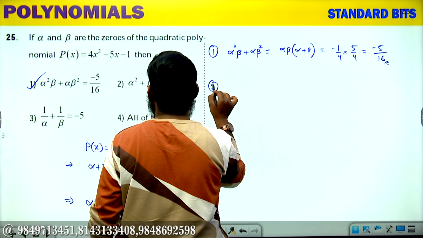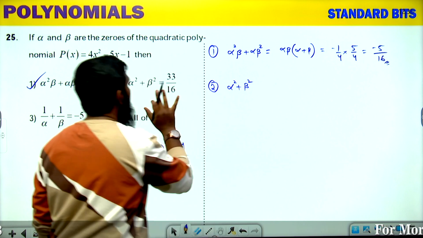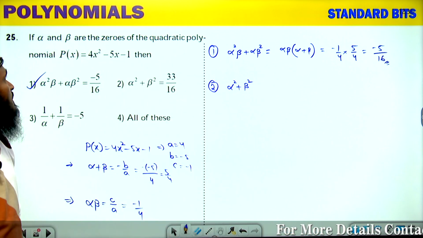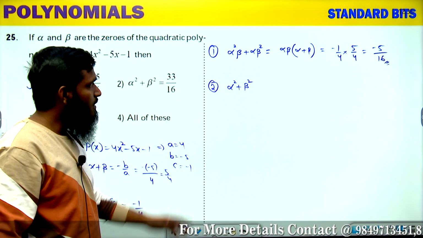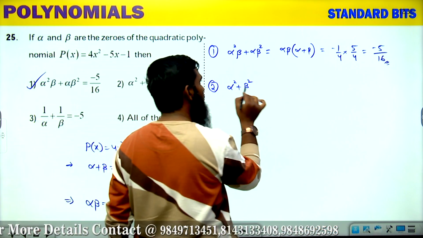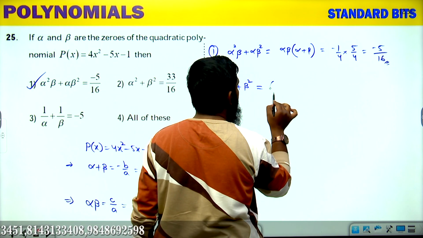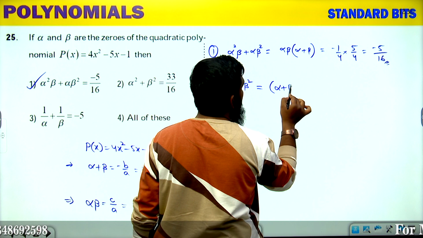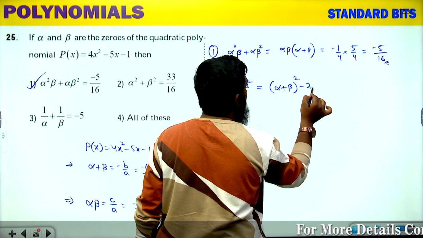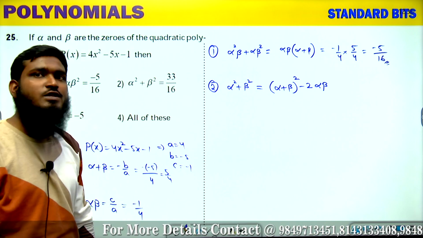Second option, what we are having? We are having alpha square plus beta square. It is equal to 33 by 16, as given. Okay. Now let us see this part. But we are not having alpha value separately, beta value separately. So whenever we are having alpha square plus beta square, listen carefully, we have to remember this part. We can write this as alpha plus beta whole square minus 2 alpha beta.